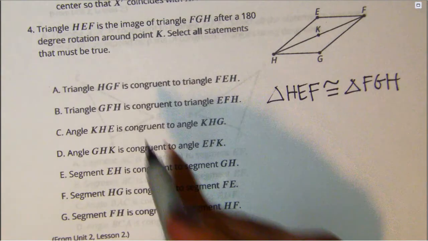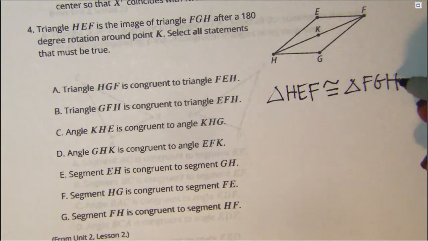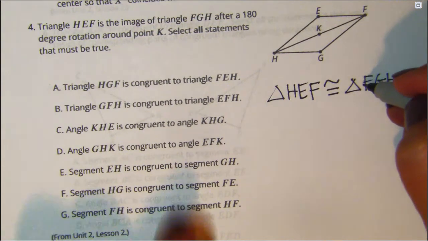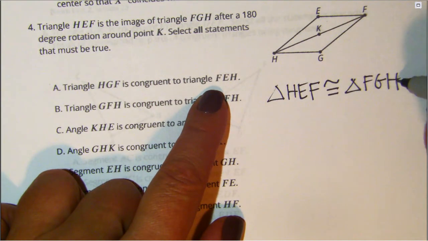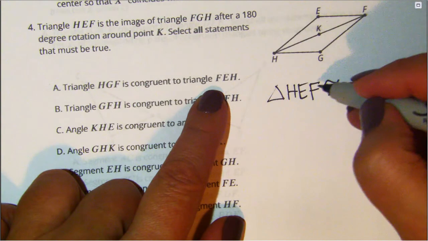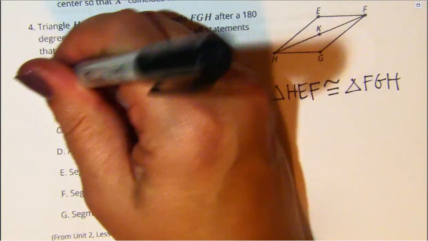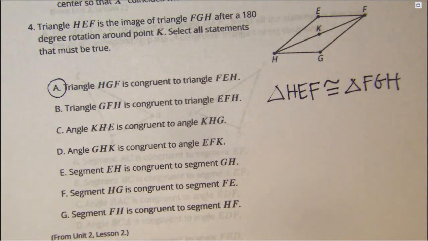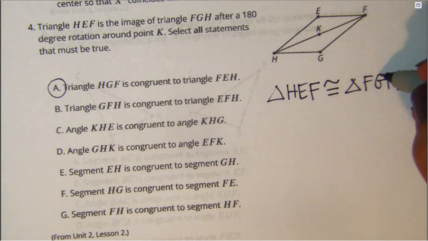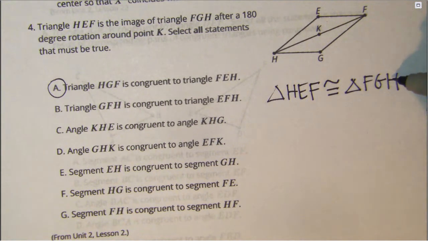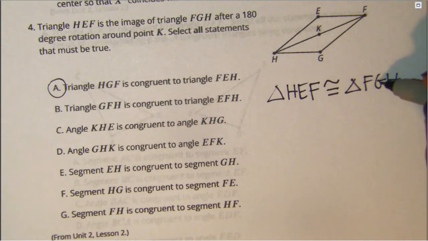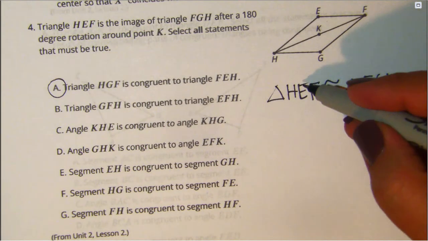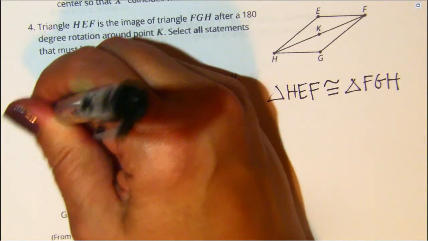All right, so it says triangle HGF. So this one, they're saying it in a different order. HGF is congruent to FEH. Are they saying it the same way? They reversed the order of this, and they reversed the order of this. Yes. Letter B, triangle GFH is congruent to EFH. EFH, hang on. The middle to the first, the middle to, nope, not in the same order.